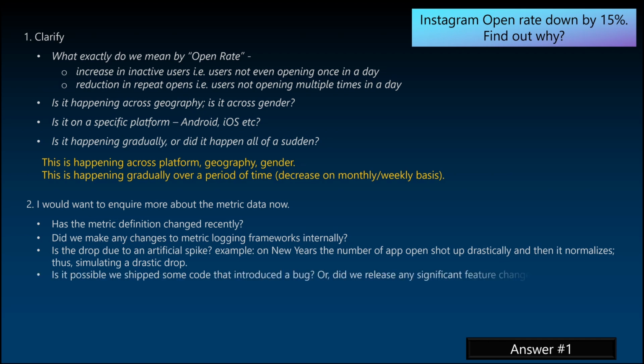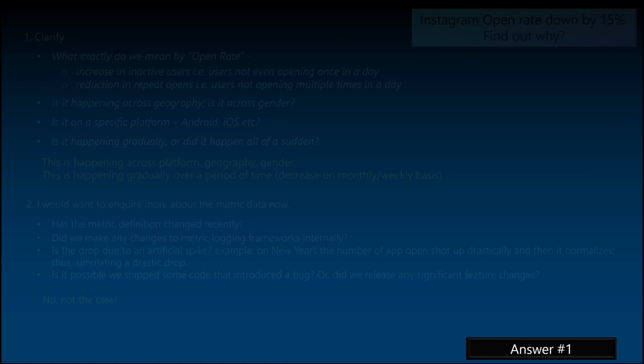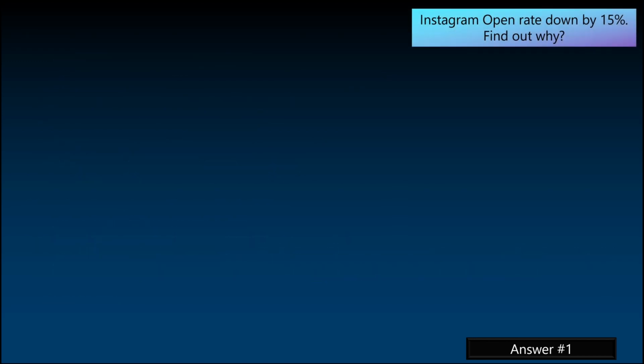Is it possible we shipped some code that introduced a bug, or did we release any significant feature changes in the recent time? So in this case, we'll assume that our interviewer informs us that none of the above has happened. So now that we know the exact problem, we can go ahead and create a framework to identify the decrease in the open rate of the Instagram application.